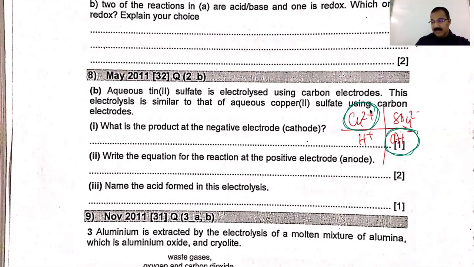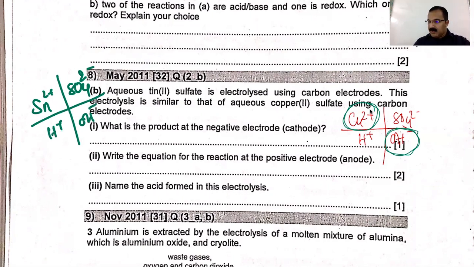So we apply the same idea to tin(II) sulfate. How do I know what tin is? Look at the periodic table. Tin is Sn. Tin(II) sulfate is just like that, so it will be Sn2+ and SO4 2-, and H+ and OH-. If you apply the same idea, you will choose tin and you will choose OH-. So what is the product at the negative electrode? The negative electrode will always give metal or hydrogen. Here it is metal, so Sn metal will be the product at the cathode.